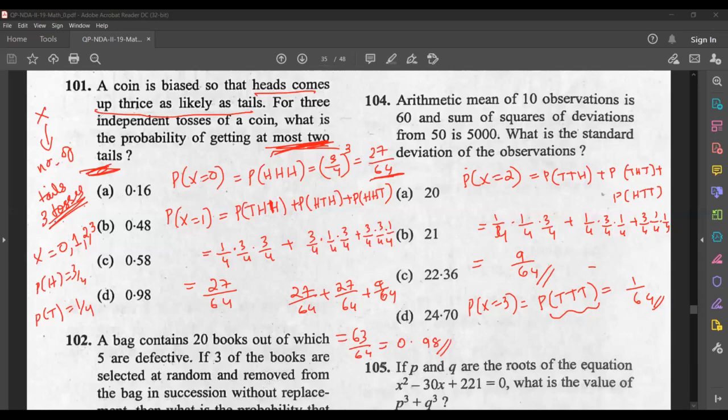Understood? First of all, what is x? X is the number of tails that you get in 3 tosses. What are the possibilities? 0, 1, 2, 3. From that, you need to get at most 2 tails. Isn't it? So at most 2 means you have to take only the first 3 conditions, 0, 1, 2. At most means maximum 2. So 3 we cannot take. So this one you need to add. So this is 0.98. Option D. That is the correct answer.